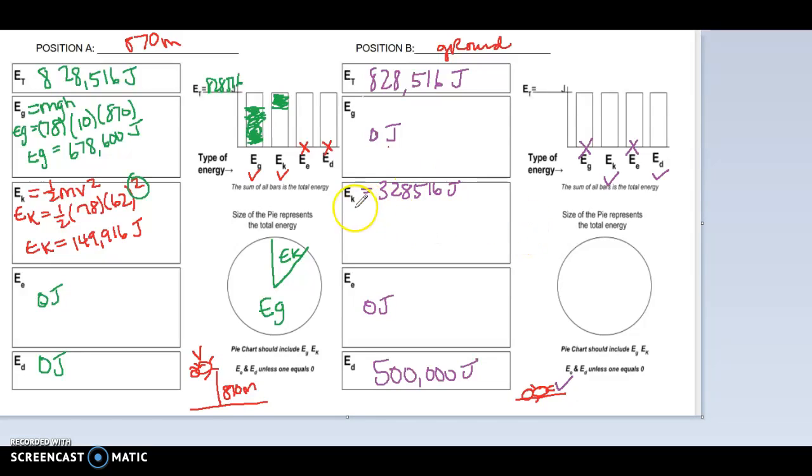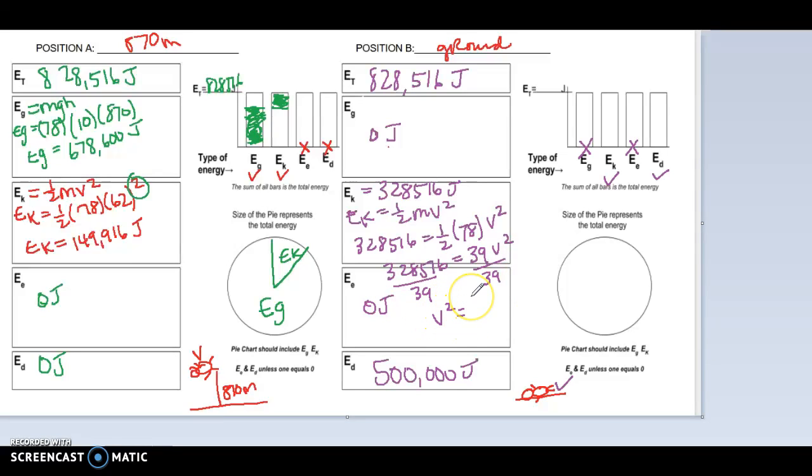All right, so now we can figure out how fast he's going. So if I use EK equals 1/2 mv squared, okay, the energy is 328,516 equals 1/2 times his mass, 78, times v squared. Okay, and I'll go ahead and divide by 2 first. You can do it anyway. It doesn't really matter. You can move it first and then divide. Then I'm going to divide by 39 on each side.